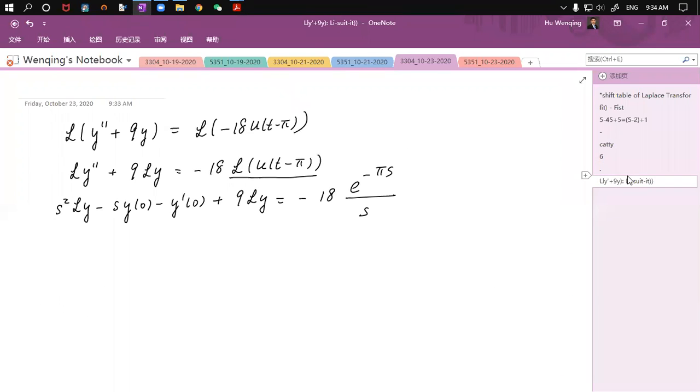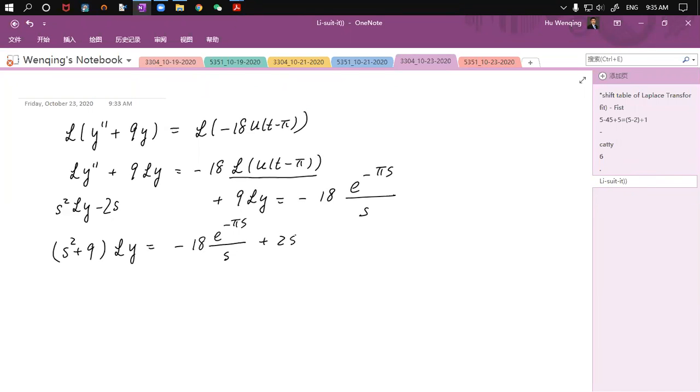So now what is y of 0 and y prime of 0? y of 0 is 2 and y prime of 0 is 0. So that means you're not going to have y prime of 0, and you have y of 0 is 2. Is that good, family? Okay, so what do you have in the end? You get s squared plus 9 multiplied by the Laplace transform of y is equal to minus 18 e to the power minus pi s divided by s, plus 2 times s.